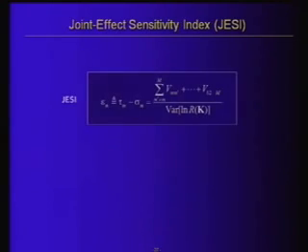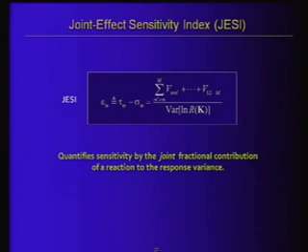In addition, I can also develop an index called the joint effect sensitivity index, which is basically tau minus sigma. So as long as I have the tau and the sigma, I can calculate the epsilon. And basically the epsilon quantifies the sensitivity by the joint fractional contribution of a reaction to the response variance. A reaction can contribute to the output variance singularly, only by itself, or jointly with other reactions. This quantifies the joint, the sigma the singular, and tau the total contribution. This is what it is.